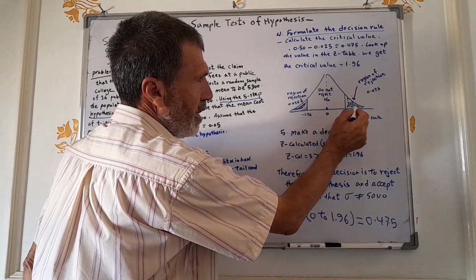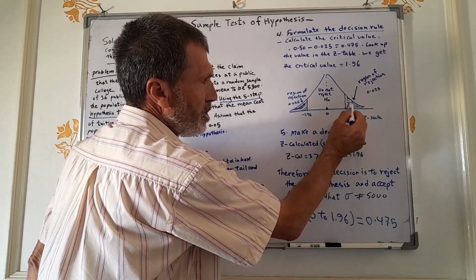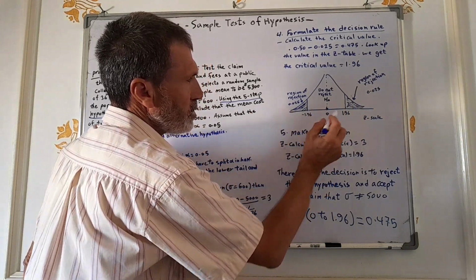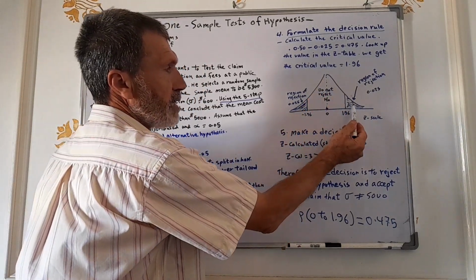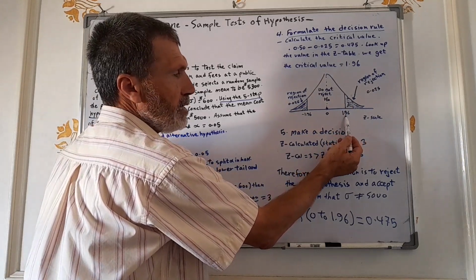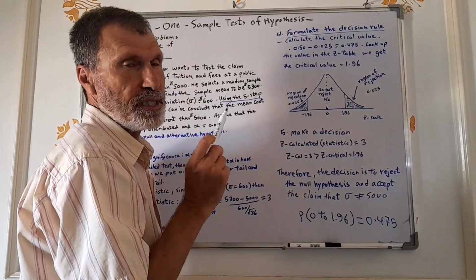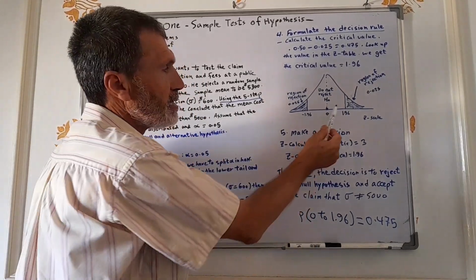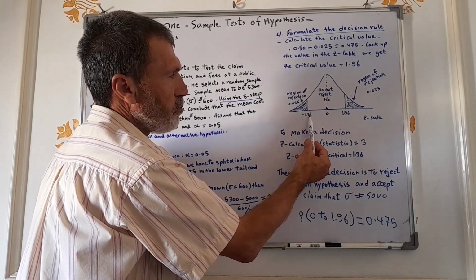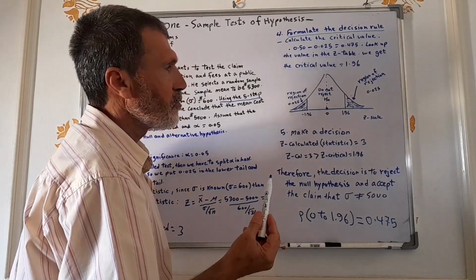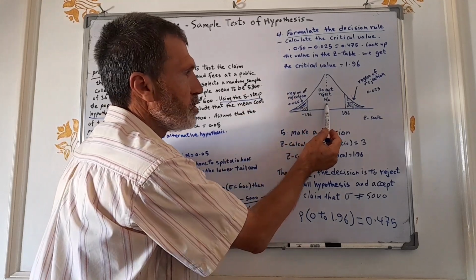This is the critical region, or region of rejection. This is the rejection region and this is the rejection region. If the Z calculated is inside this, that is greater than 1.96, then we reject the null hypothesis. If the Z calculated is less than 1.96 or greater than minus 1.96, then we do not reject the null hypothesis.